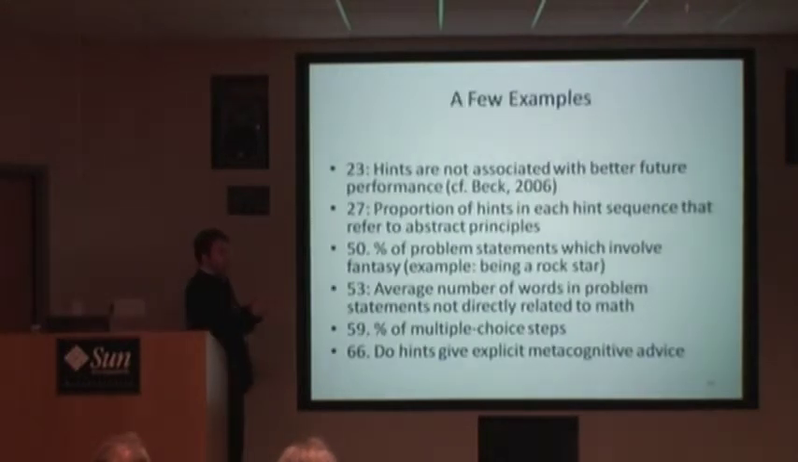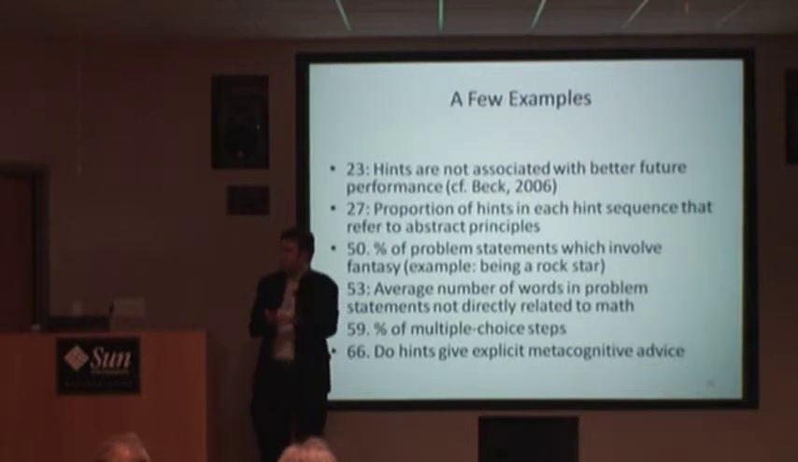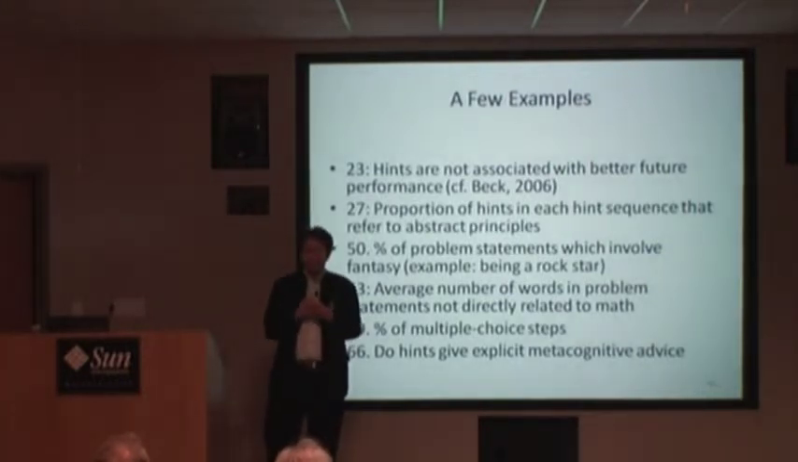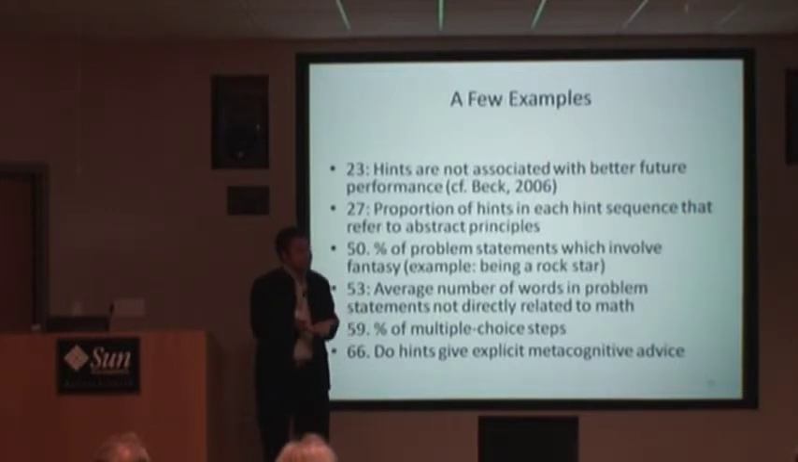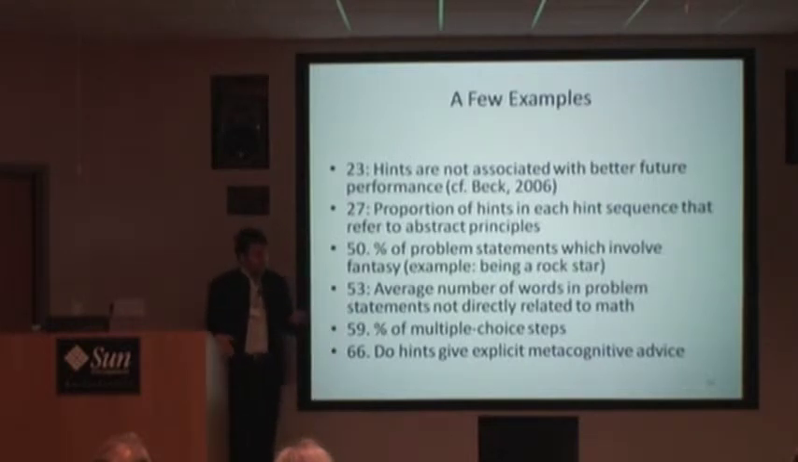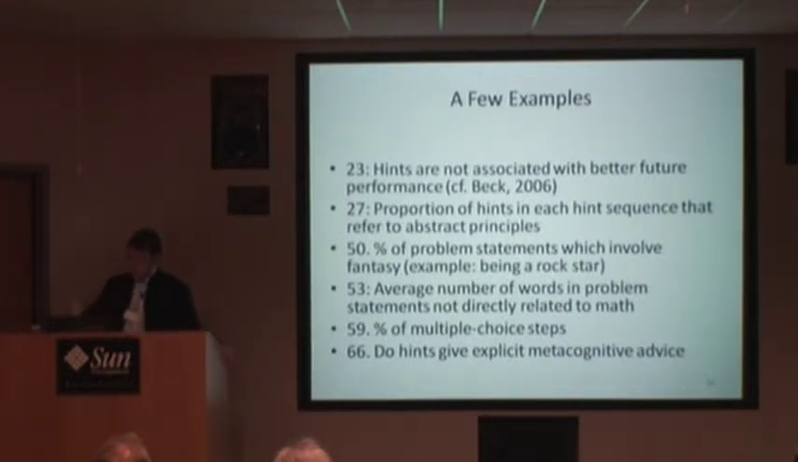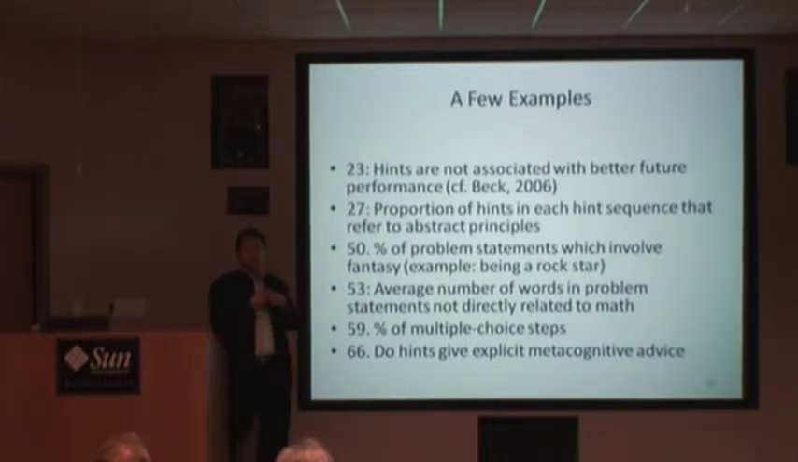A few examples of what kind of features we had. Feature 23 is, hints are not associated with better future performance. If a hint is any good, the student should learn something from it. And on the next problem, in general, the student should do better at this problem step. If that's not the case, then the help is probably pretty ineffective. That'd be a reason, we thought, why students would game the system. Feature 27 was, what proportion of hints are abstract? They don't refer to the problem itself. They're not concrete.